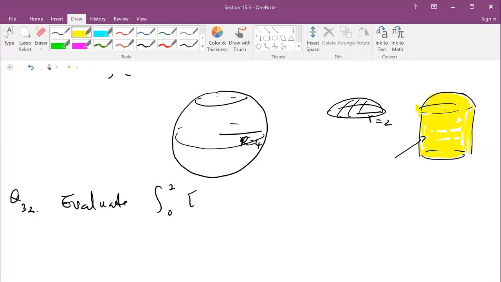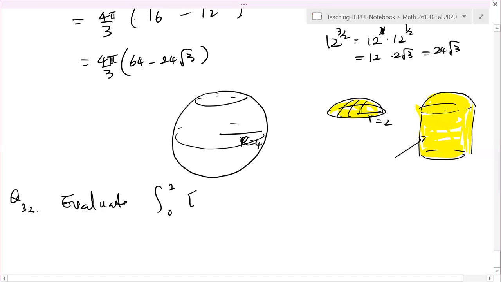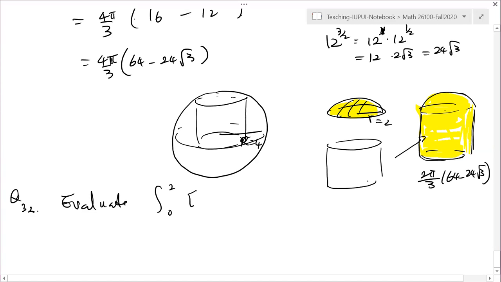No, I actually want you to find the volume of this piece. So what is the volume of that piece cut from the sphere? If you already know the volume of this larger one, the volume of this larger one will be divided by 2. So it's 2 pi over 3 times 64 minus 24 square root of 3, because it's only half of that. And then the volume of that cylinder, you have to figure out the height.